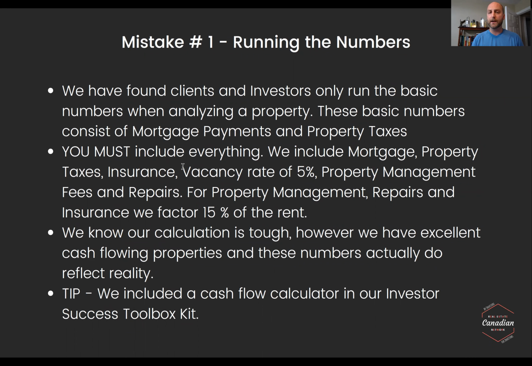You should include everything. So that's the mortgage, the property tax, insurance, vacancy rate of 5%, property maintenance fees and repairs. So for property management, repairs, and insurance, we factor in 50% of the rent. So actually in total, we factor 20% for random expenses, and then we subtract your mortgage and your property taxes. And if there's money left over, then that's your positive cash flow. We know that our calculation is tough, but we actually have excellent cash flowing properties following this method and using these numbers, and it really works.